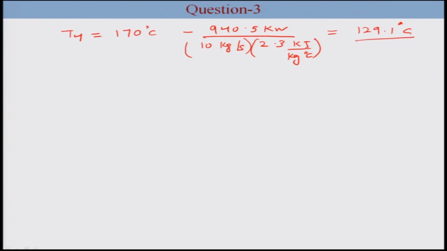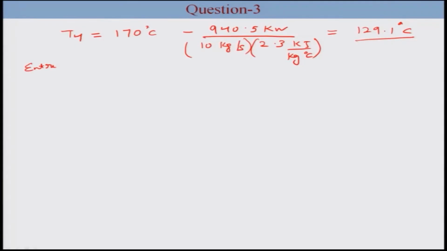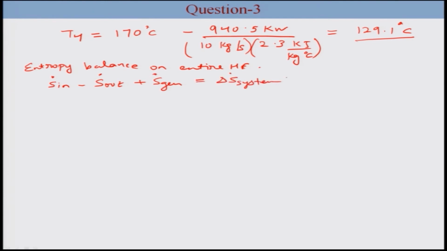Now, the second problem is the rate of entropy generation in the heat exchanger. So, if we apply entropy balance on the entire heat exchanger, so it is S dot in minus S dot out plus rate of entropy generation is equal to rate of change of entropy of this system. For a steady flow system, this term is 0.